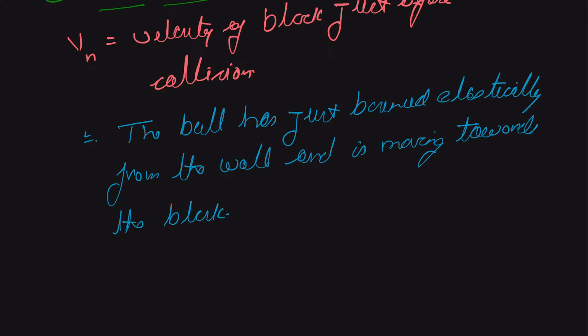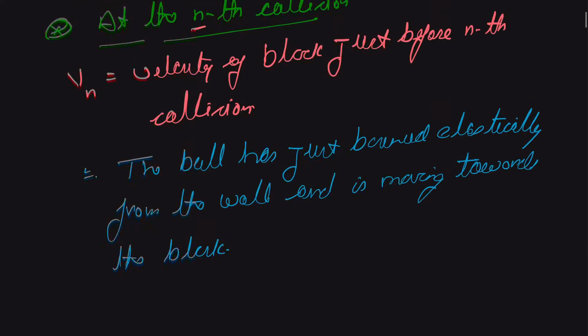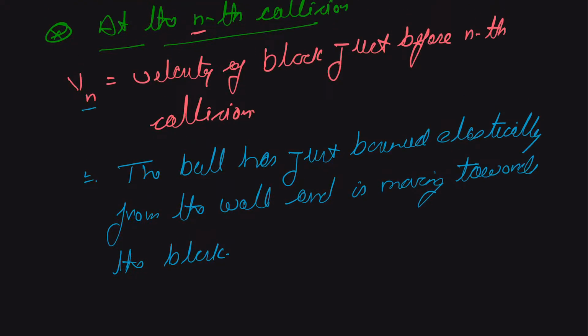So we have to remember that we are saying that this v of n is the velocity just before the nth collision. Okay, so just before the nth collision, the ball is already in the process of striking the block, so that the collision that is going to take place is our nth collision.